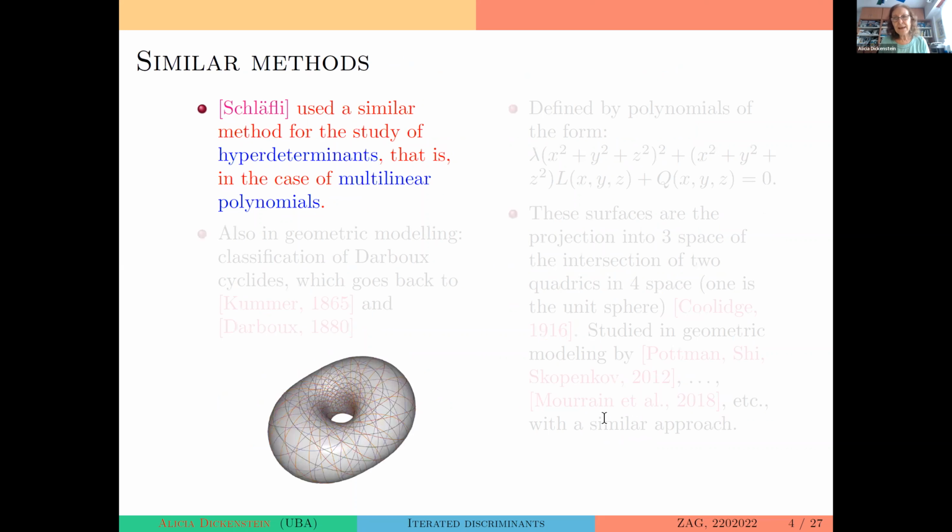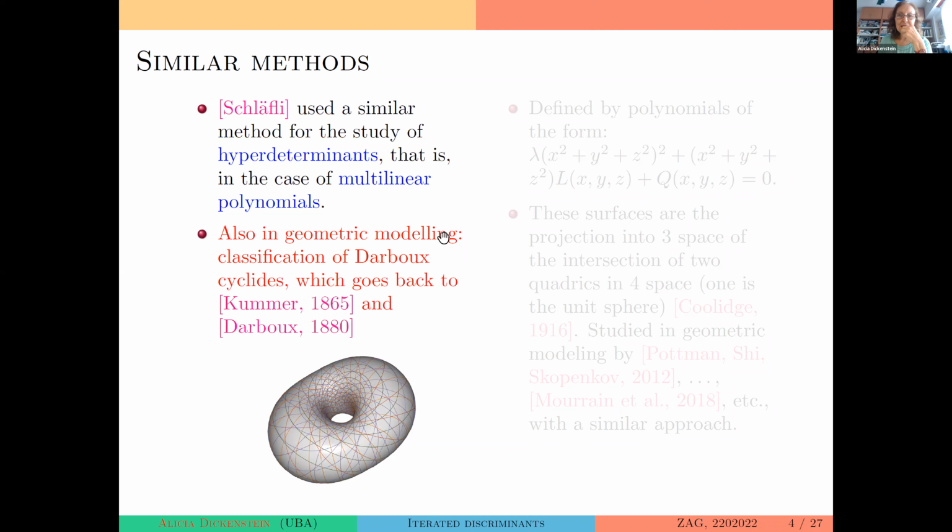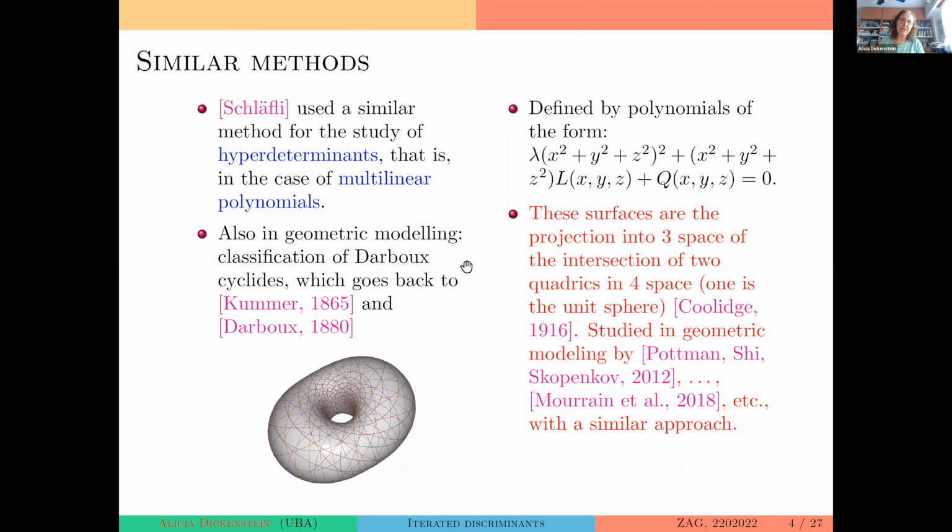And then there were similar methods. Schläfli used this to study hyperdeterminants, that is, multilinear polynomials. This was way before, in the 19th century, but it was published in 1953. And then, similarly, in geometric modeling they were classifying what are called Darboux cyclides. This is also very classical stuff.